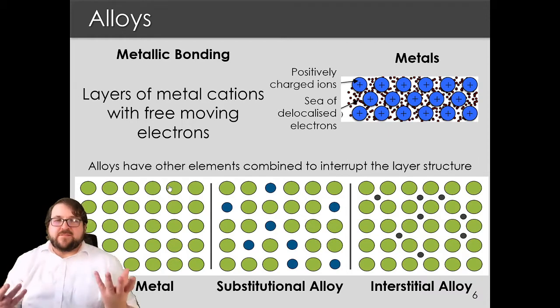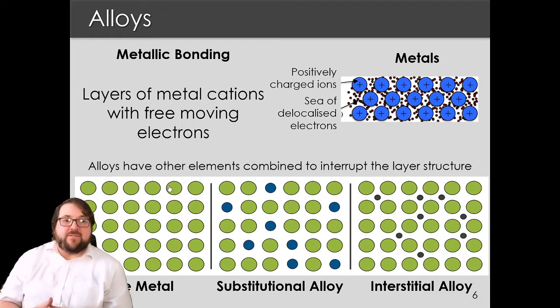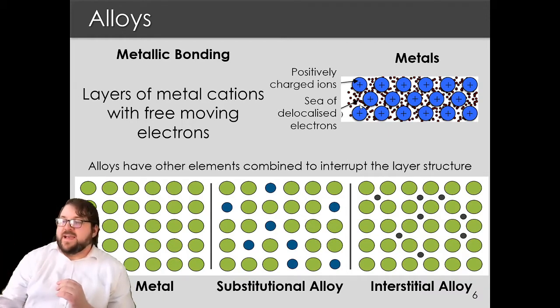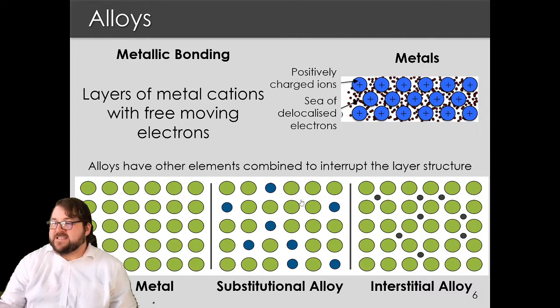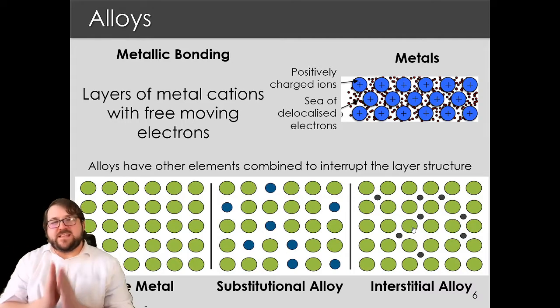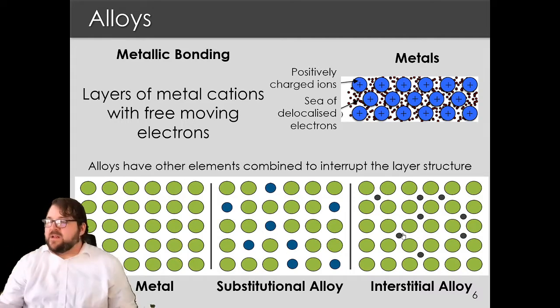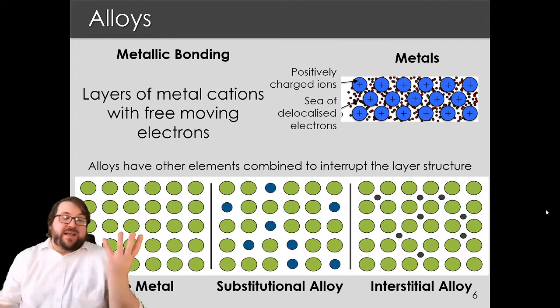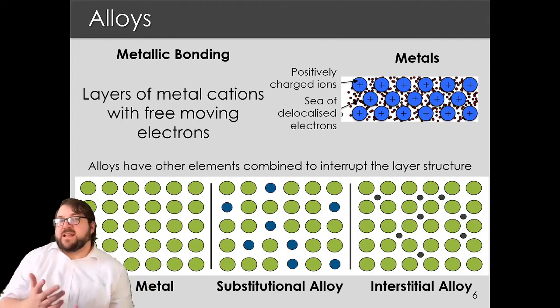And this is where we have two different types of alloy then. We have our substitutional alloy. That is where the new element has simply replaced the old element atoms in that lattice. Or we can have an interstitial alloy. That is where the element's atoms are hanging out in between the layers there. Now, neither of these is better or worse than the other. They do have very slightly different properties.